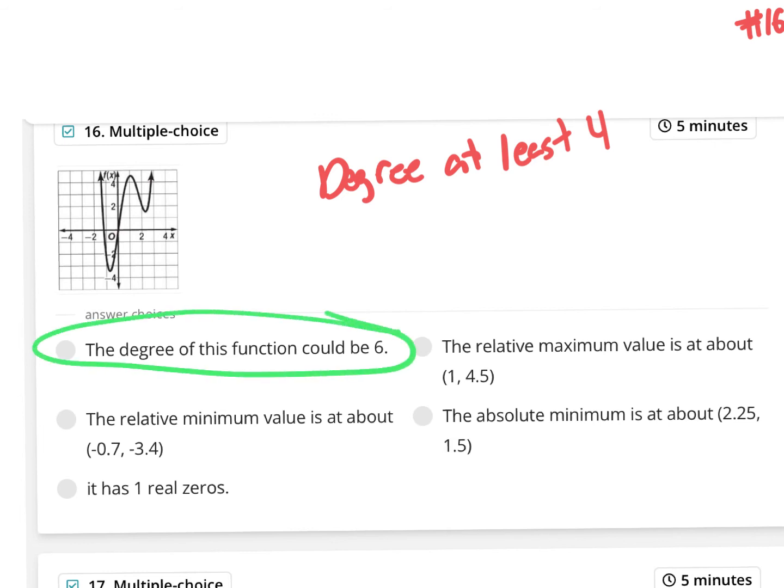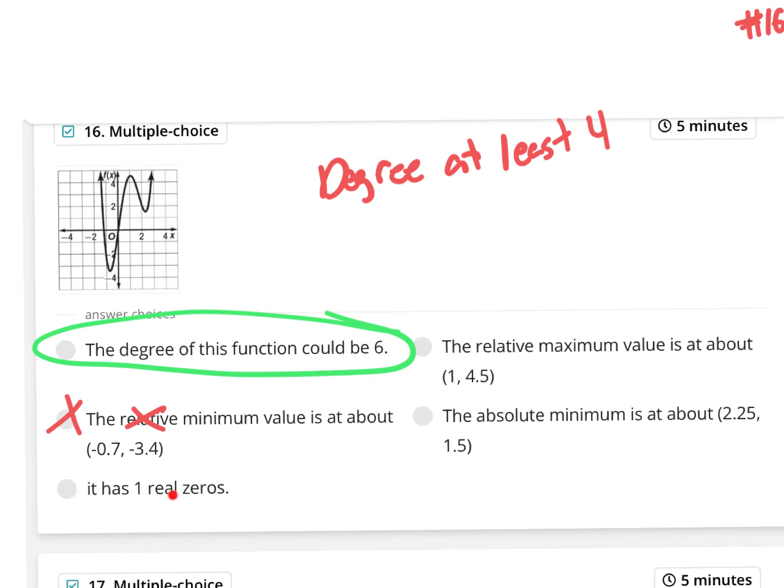And then the next one says the relative minimum value is about negative 0.7, so that's here, and negative 3.4. That sounds about right as the location, but is it a relative minimum? The answer is no. That's actually the absolute minimum. That's the lowest point in the entire graph. So this is not relative to a certain part. It's actually the minimum value, not the relative. It's the absolute minimum value. So because of the word relative, that would make this a false statement. You wouldn't pick it. If it would have said the absolute minimum value, then yeah, it would have worked.